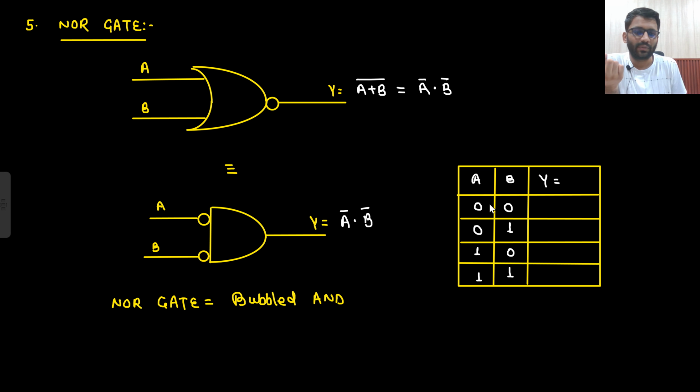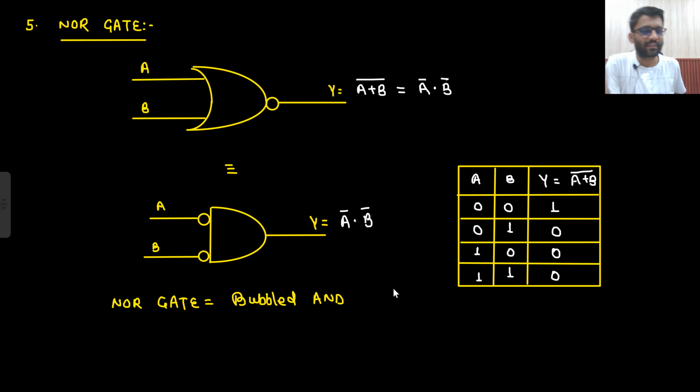Okay. Now let's write down the truth table, that is A plus B whole bar. So 0 plus 0 is 0. 0 bar is 1. 0 plus 1 is 1. 1 bar is 0. 1 plus 0 is 1. 1 bar is 0. 1 plus 1 is 1. 1 bar is 0. So in NOR gate, output will be logic high if all the inputs are logic low.